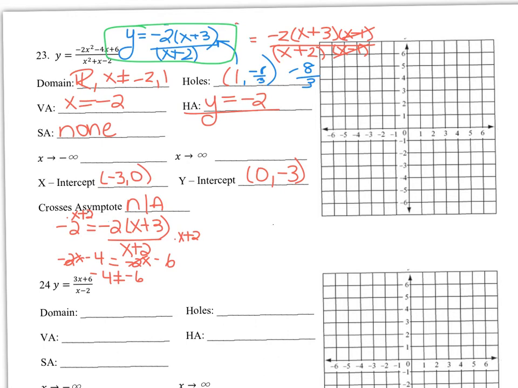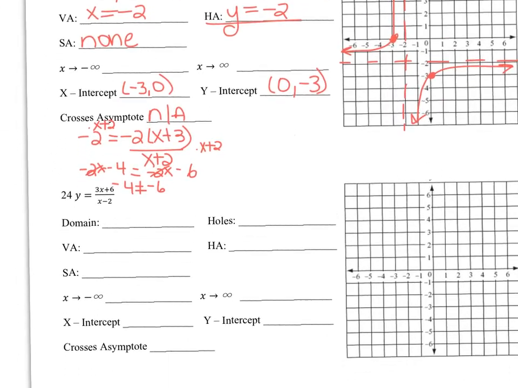So now I'm ready to start graphing this. I'm going to graph my vertical asymptote at -2, and I'm going to graph my horizontal asymptote at -2. I'm going to plot my x-intercept at -3 and my y-intercept at -3. Because I have 1 down here, I know it's going to go this way. And because I have this ordered pair here, I know it's going to go this way.